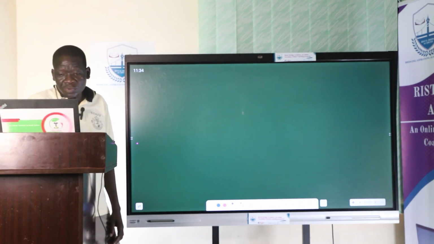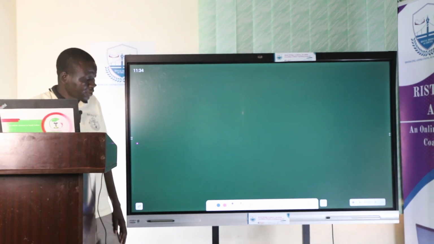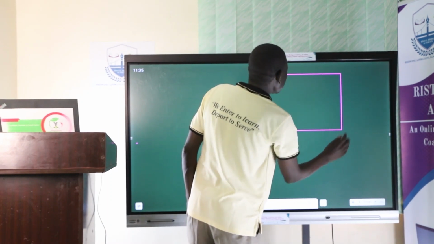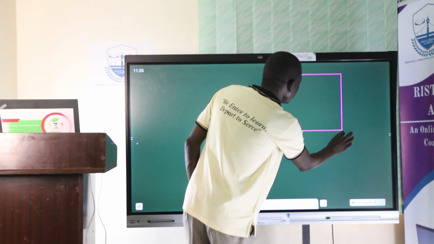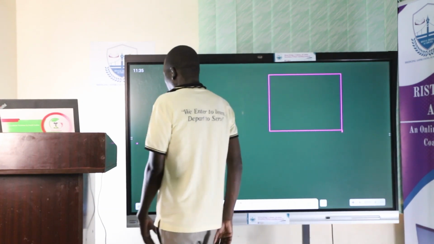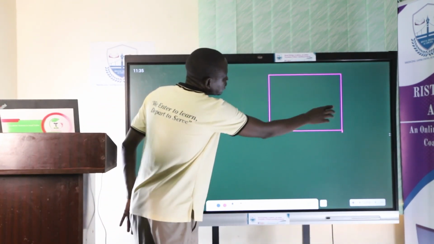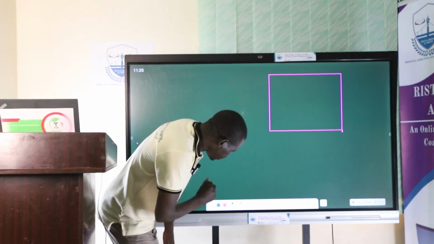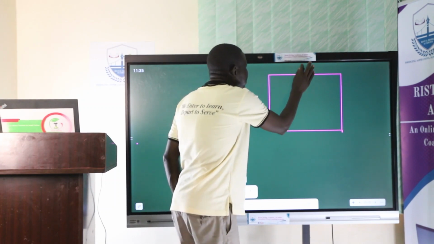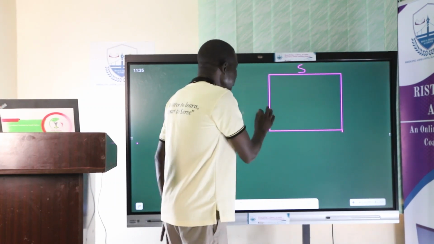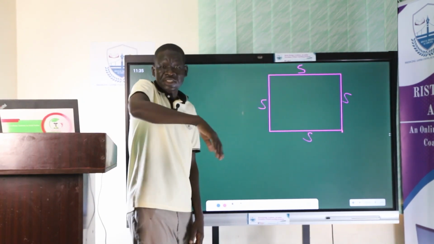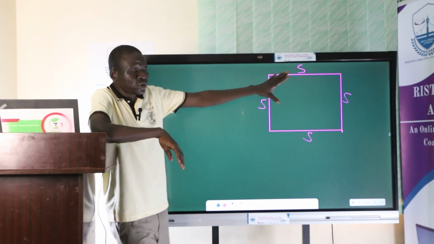So we are starting with what we call a square. Remember, we said the square looks like this, having all sides equal. This side is equal to this, is equal to this, is equal to that. So this is a side, this is a side, this is a side, and this is a side. So there are four sides.